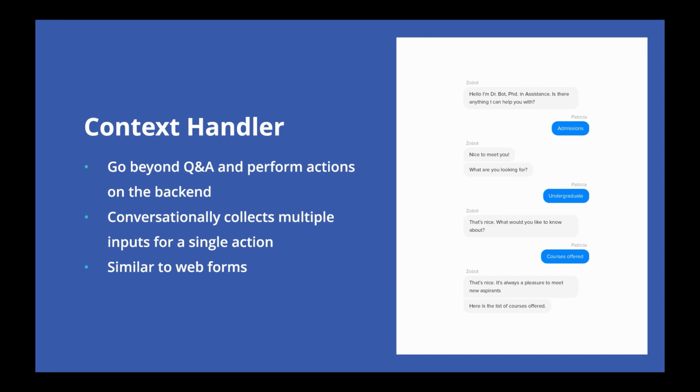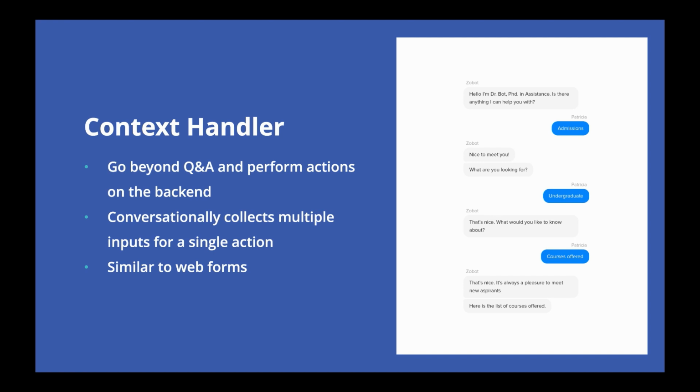Then there's the context handler. Before talking about the context handler, I'd like to tell you what a context is. A context is a conversational equivalent to a web form. These web forms are used to collect multiple inputs from the visitor to perform a single action. Similarly, a context is a definition of a web form that collects multiple inputs in a conversational manner and executes an action, which is the context handler. This can work in association with the message and the trigger handlers. That is, the handlers can return a context instead of a message reply.